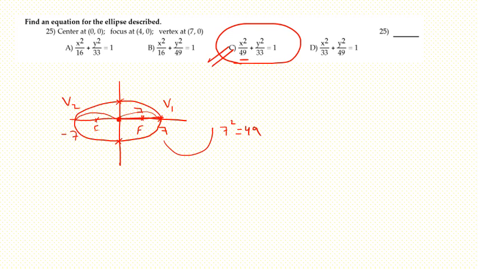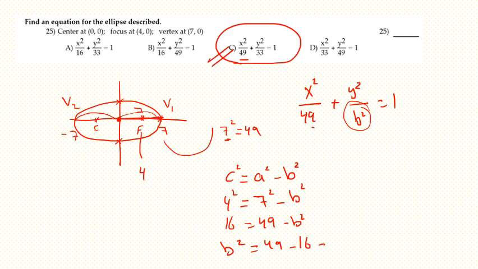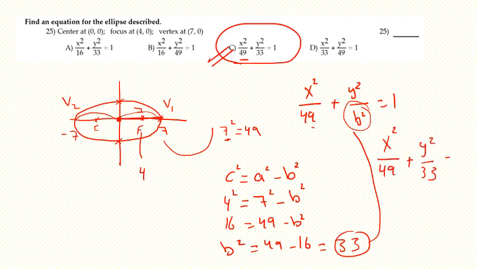So in this case, I have x squared over 49, right? And I don't know the value of b. So this is what I'm looking for. I got 49 from squaring the 7. I know that c squared is equal to a squared minus b squared. What is c? C is the value of f, which is 4. So 4 squared is 7 squared minus b squared, so 16 is equal to 49 minus b squared. So b squared is 49 minus 16, which is 33. So now the equation is x squared over 49 plus y squared over 33 is equal to 1.